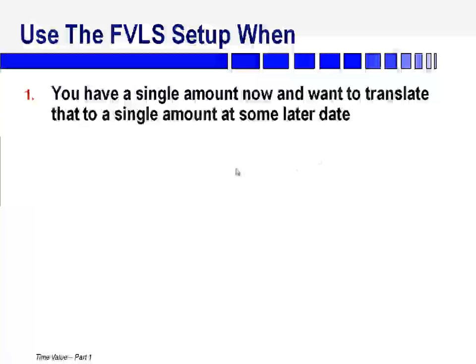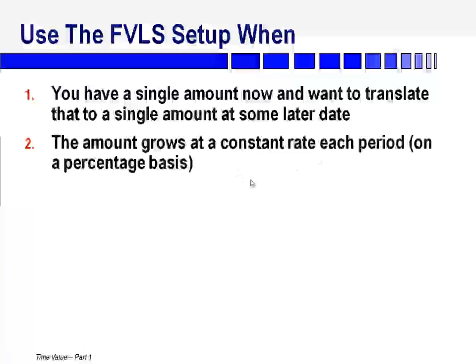That's the first characteristic. The second characteristic is that this amount that you have is going to grow at a constant rate each period. Not by a constant amount each period, but by a constant rate each period. So for example, our money is going to grow at 5% each period, 5% a year, or it might grow at 1% each month.